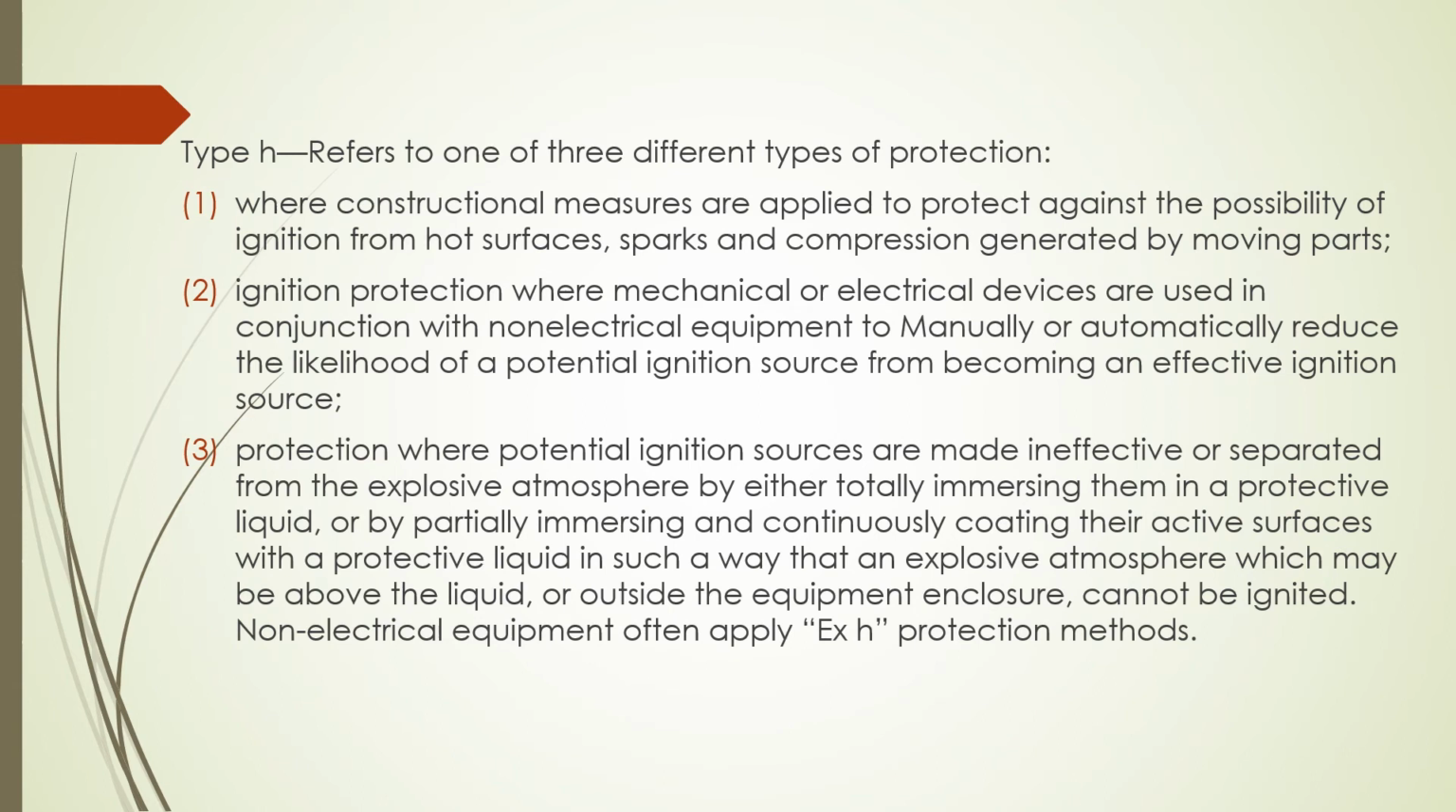Type H refers to one of three different types of protection, where constructional measures are applied to protect against the possibility of ignition from hot surfaces, sparks, and compression generated by the moving parts. Ignition protection, where mechanical or electrical devices are used in conjunction with non-electrical equipment to manually or automatically reduce the likelihood of a potential ignition source becoming an effective ignition source.